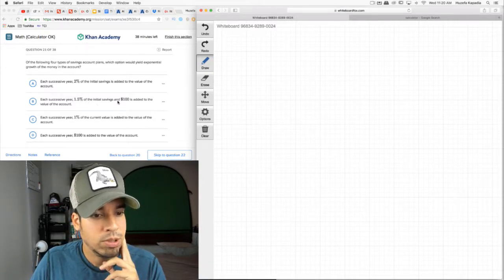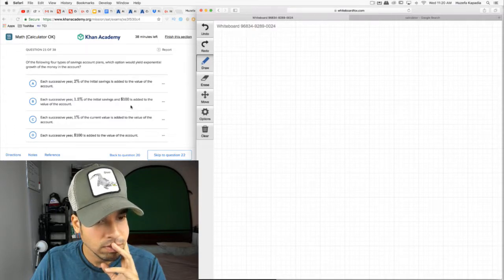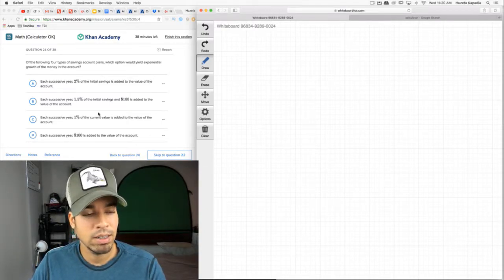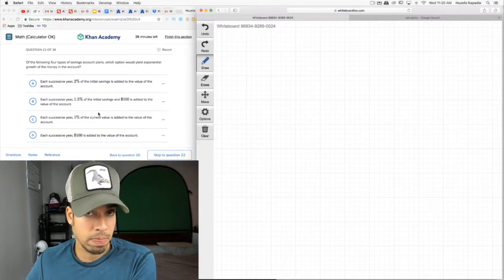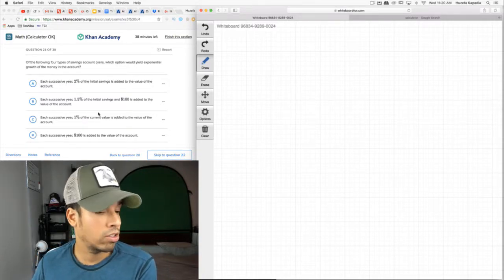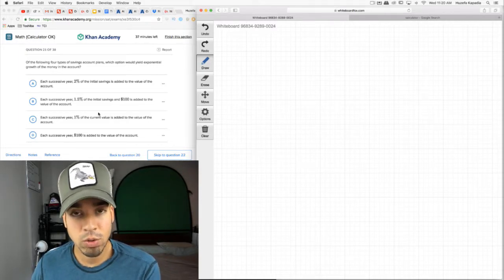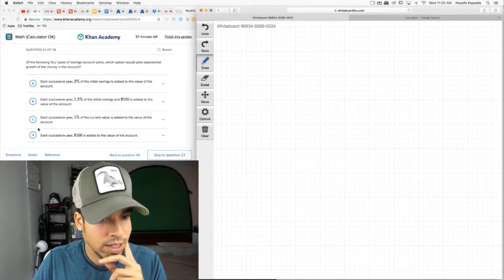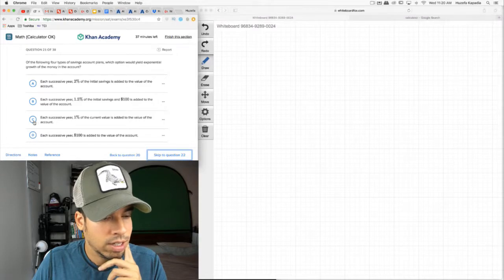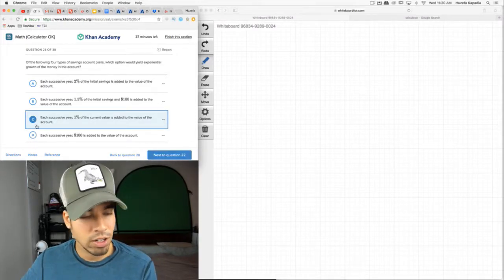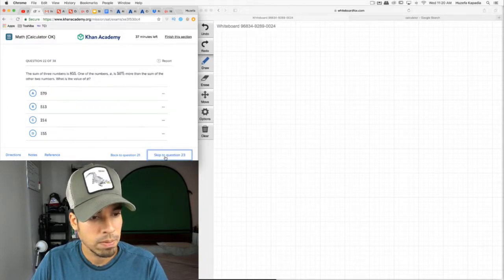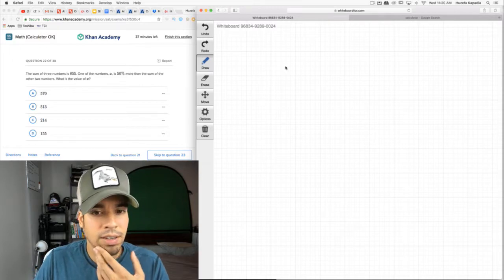Each successive year, 1.5% of the initial savings and 100 is added. No. This is like, it's still the same amount every year. So if you added like $100, it'd be $1.50 plus 100, so 101.5. No. 1% of the current value is added to the value of the account. This is compound interest. We're taking the interest of the entire amount in the bank as it increases. This one's clearly wrong.